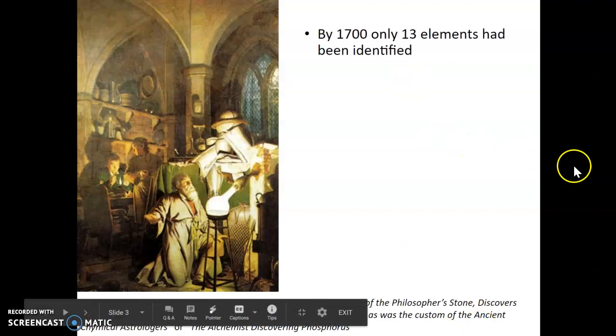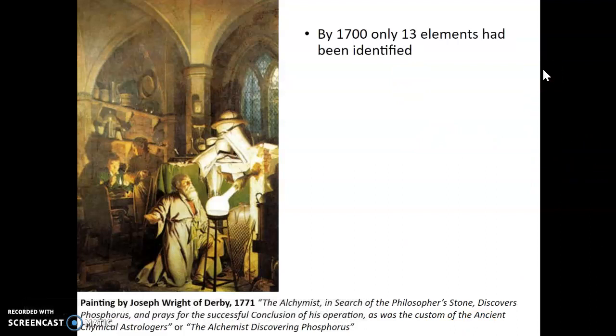So in that time period, by 1700, only 13 elements had been identified. We didn't know a lot about a lot of the elements because they're always bonded and stuck to other stuff. And so at that time we were trying to figure out what's the most pure form of matter, and we had figured there's 13 different kinds that seem like they can't be broken down any farther, but that was only 13.